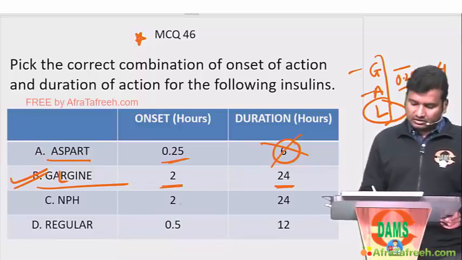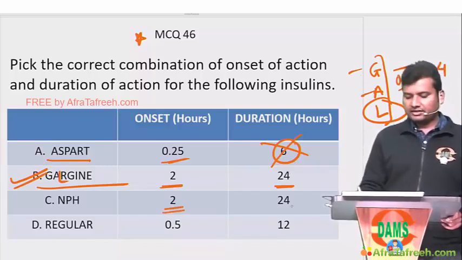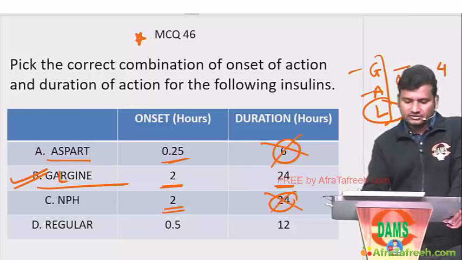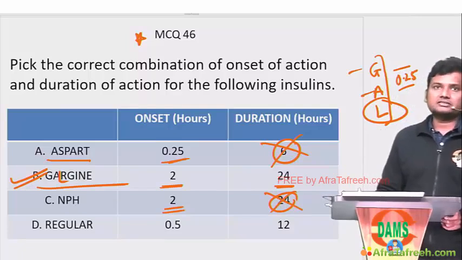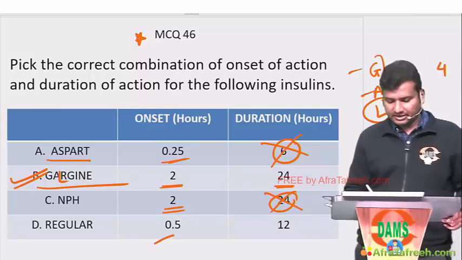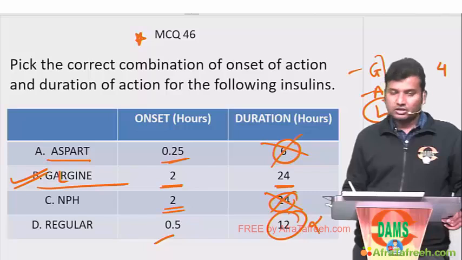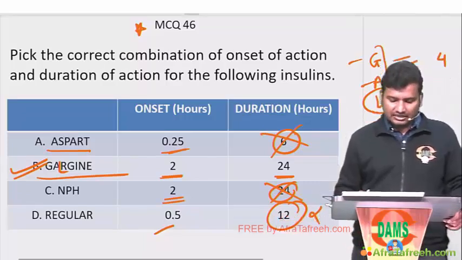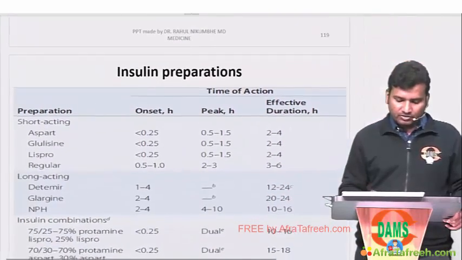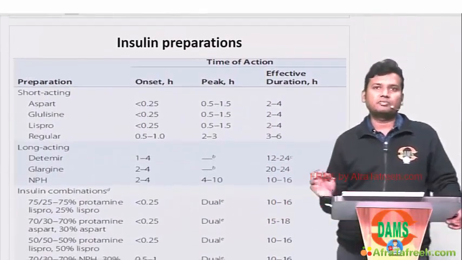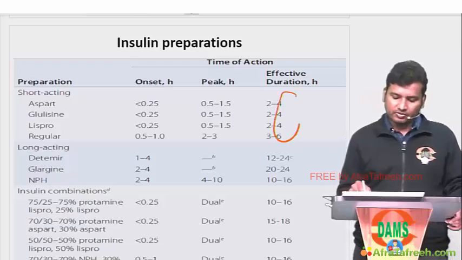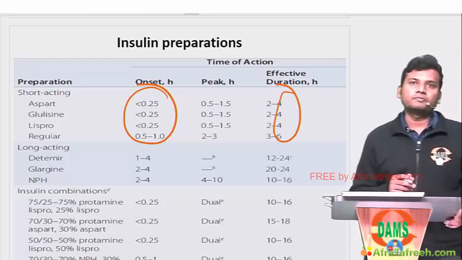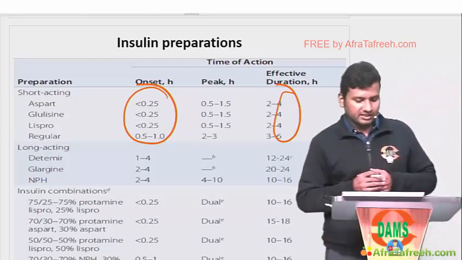NPH onset is at 2 hours, correct, but duration is not 24. Duration is 16 hours. Then regular insulin action starts within 30 minutes, it is correct, but duration of action is not 12 hours, duration of action is 6 hours. So the correct answer is glargine. So here you have to remember different insulin preparations with their duration of action and onset of action, that is, after how many minutes action will start.